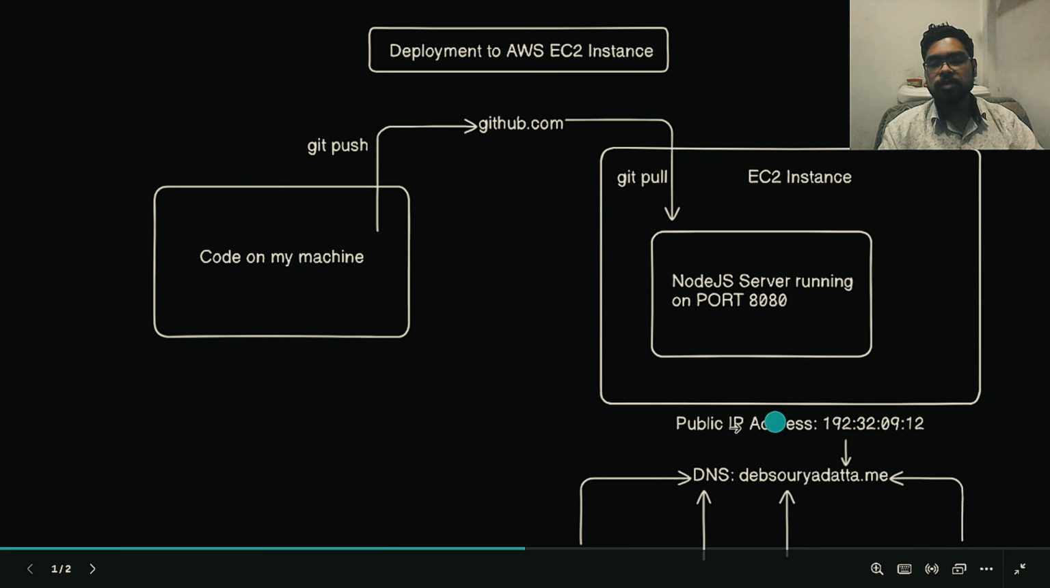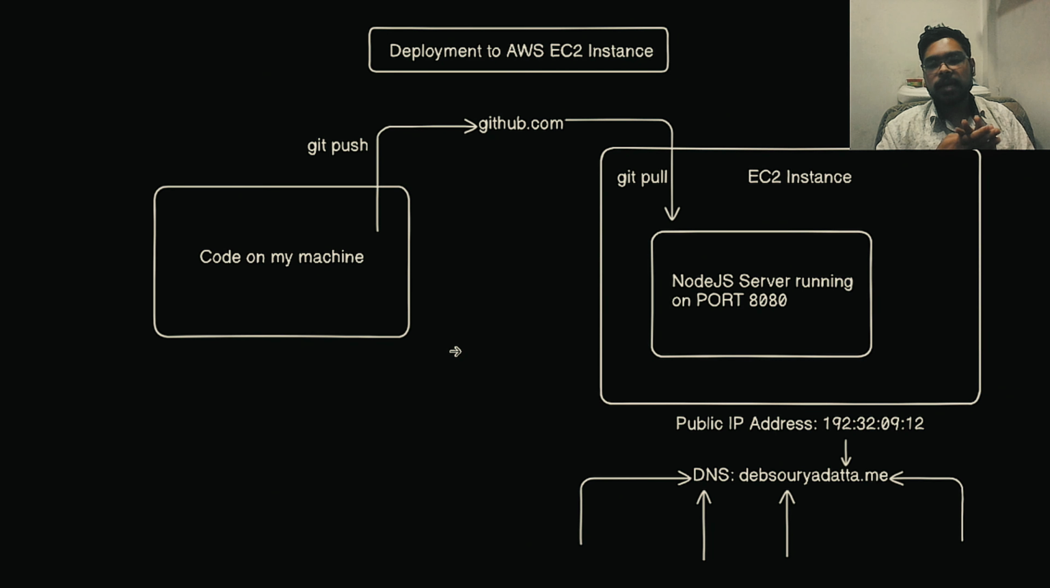So after connecting this IP address with this DNS, when the user searches devstoria.me, then he or she will get back the served files which are served here. So this is how an EC2 instance or virtual machine works.